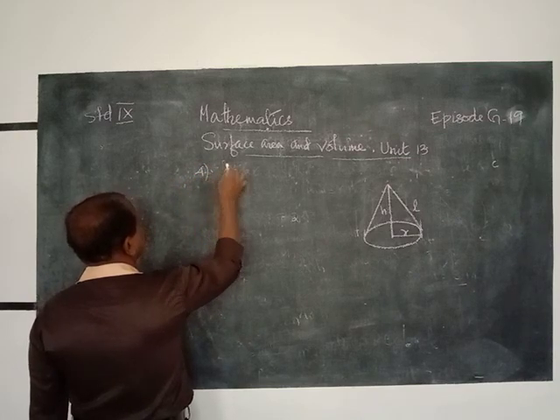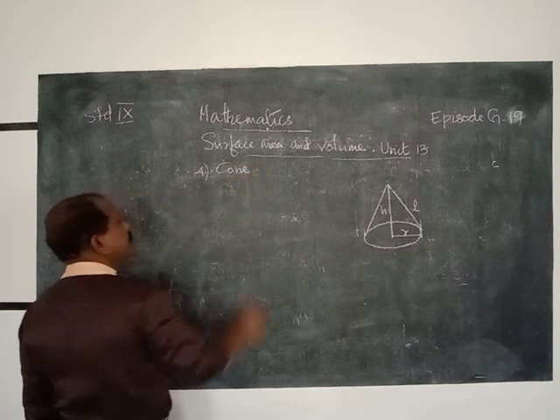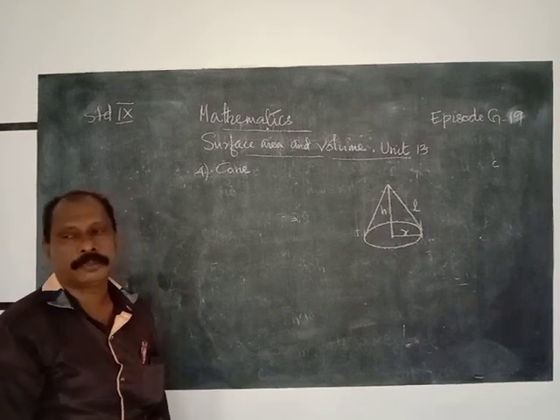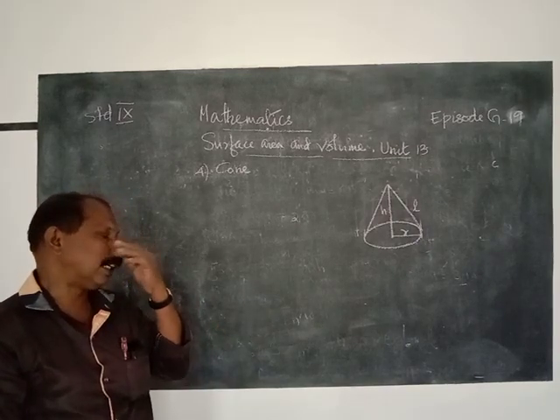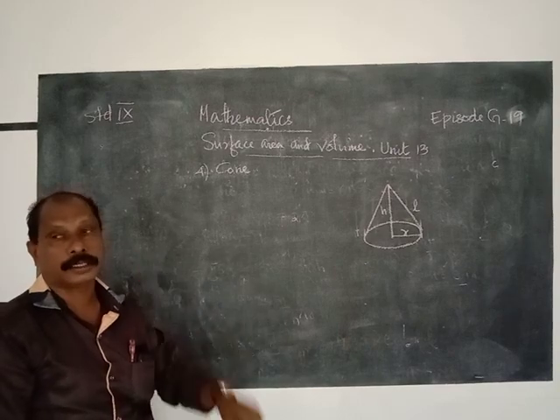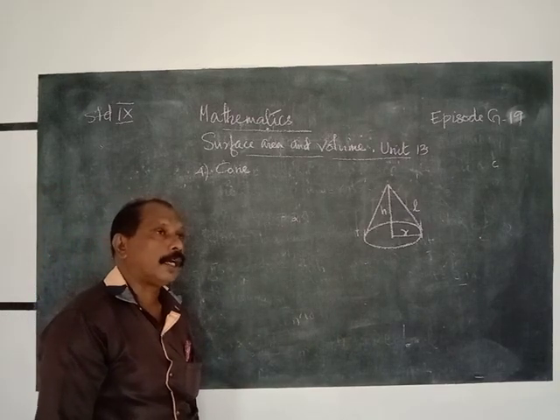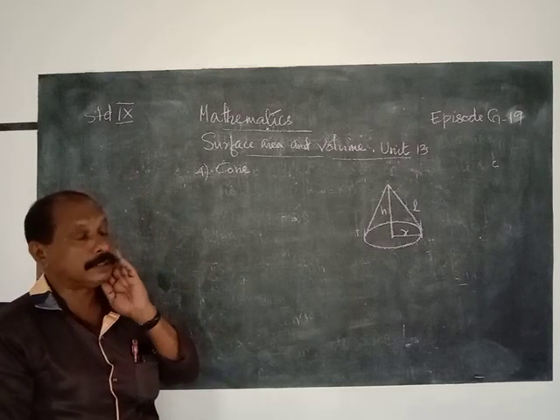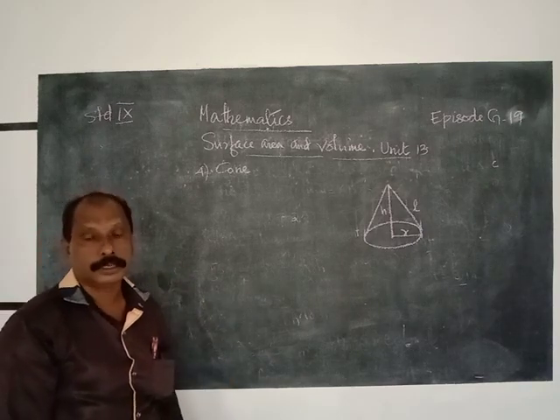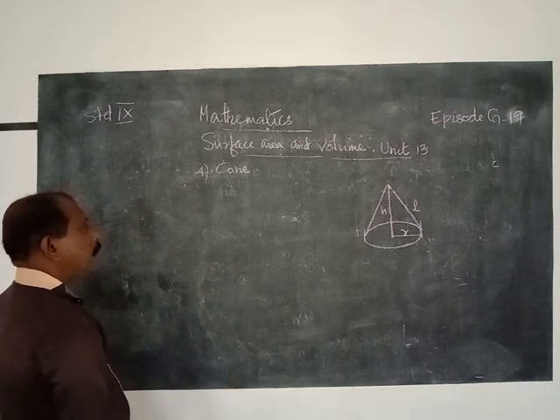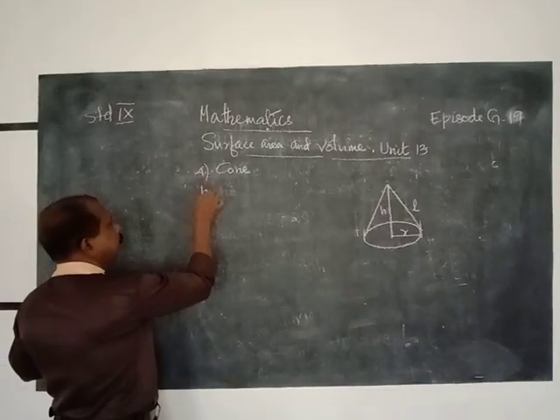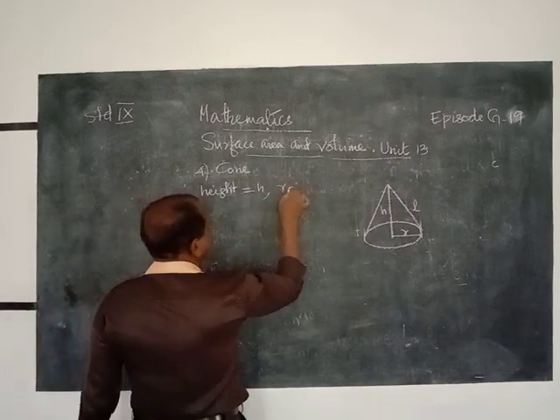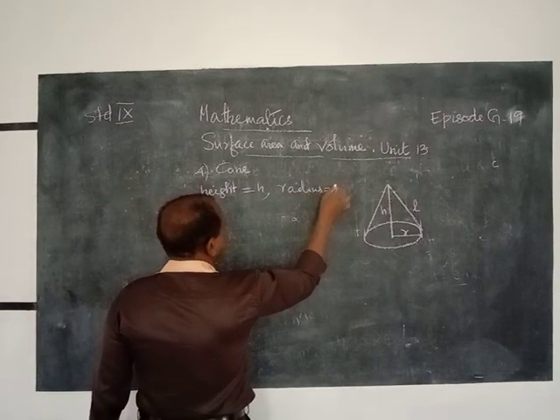Then fourth one, cone. Cone means one surface, the base surface of a cylinder is reduced into a common point, the vertex. Therefore, that solid is a cone. For a cone, there are two surfaces. One is the base with the circular part, other is the curved surface. And height is equal to h. Radius is equal to r.